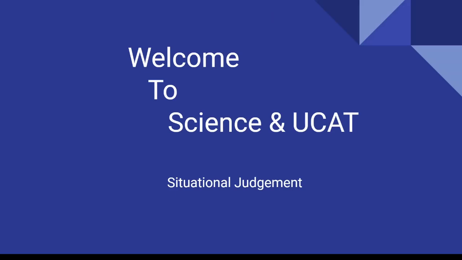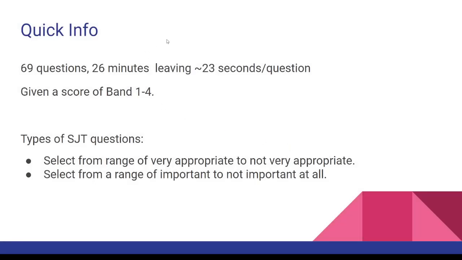In this video, I'll be talking about situational judgment, or SJT as it's also called, and I'll be going over a little information and two example questions. So to start with, here's the quick info. We have 69 questions that need to be completed in 26 minutes, which is approximately 23 seconds per question.